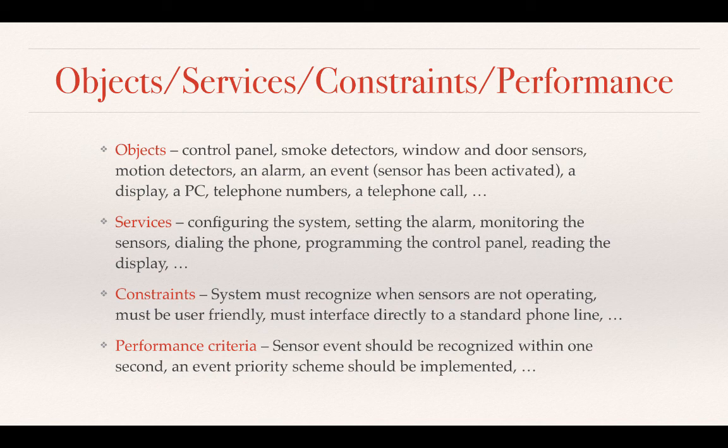For these two features, objects and services, you may consider doing a grammatical parse of the description to start you off. That means you find all the nouns in the description and they become candidates for objects. Then you find all the verbs in the system and they become candidates for services. It doesn't mean there will be a one-to-one relationship between nouns and objects, for example, but it gives you a good place to start. Constraints and performance criteria may require a bit more thought.